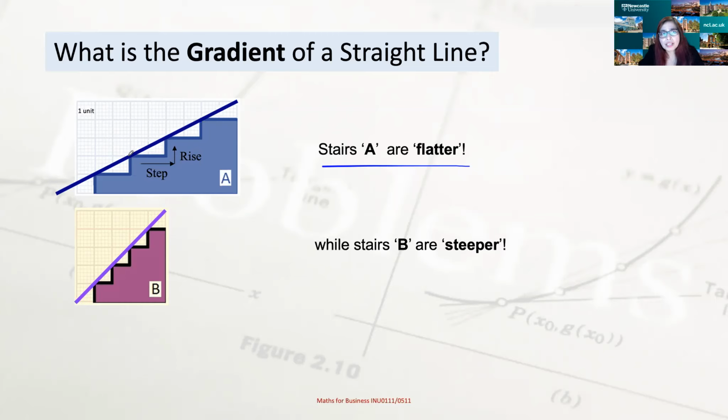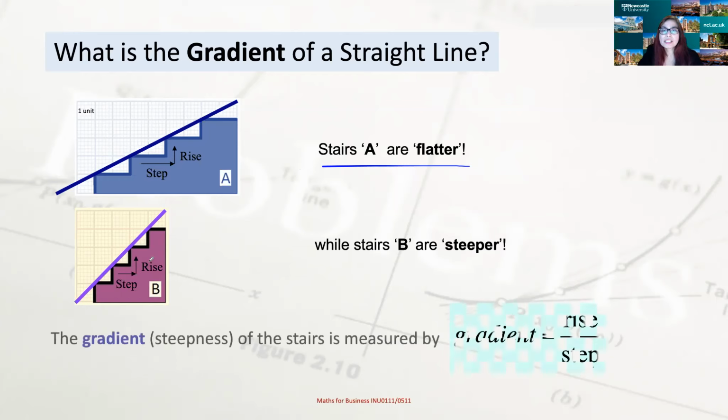Can you see here, for every 2 units along the X direction there is a 1 unit rise: 2 unit steps and 1 unit rise. In this case, one unit step and you rise up by one unit. So stair A is flatter while stair B is steeper.